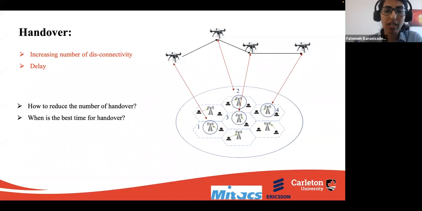But sometimes this handover is not necessary, and the UAV can still get proper service from the first base station. Here we have to manage to decrease the number of handovers, and also decide which time is the best time for the UAV to implement the handover. Why does handover have a negative effect on our communication? Because at first it increases disconnection, because the UAV has to disconnect from the current base station and establish a new connection to the new base station. This disconnection and establishing of a new connection increases the delay for the UAV communication.